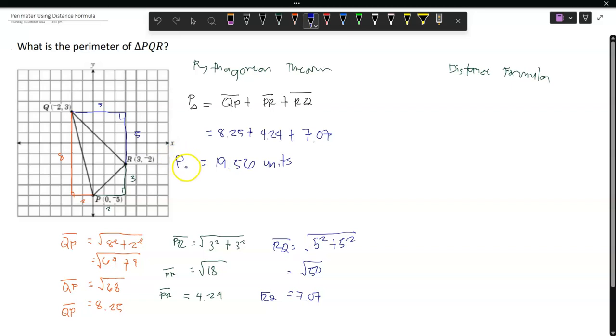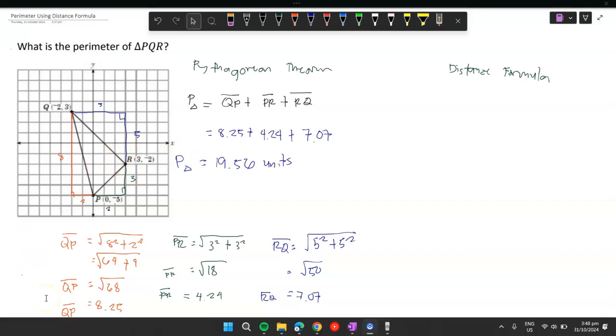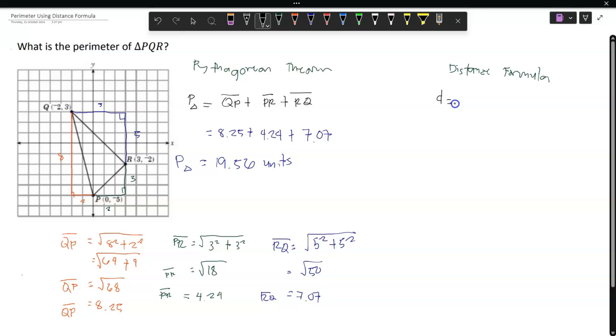Alright, so that's the perimeter of this particular triangle. Now, how do we find the same perimeter using the distance formula? As a review, the distance is given by the square root of x sub 2 minus x sub 1, squared, plus y sub 2 minus y sub 1, squared.